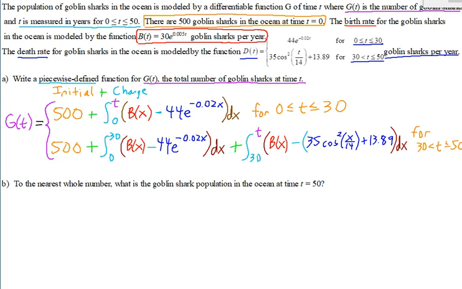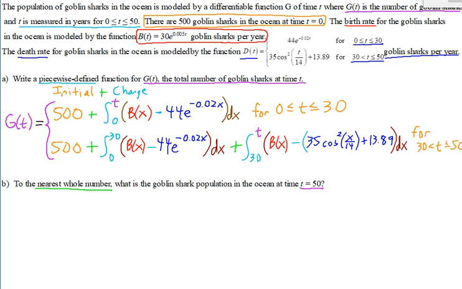So notice, for just setting that up there, we didn't need to use our calculator yet at all. But we will, starting with part B. So it says to the nearest whole number. Certain of these applied problems only make sense with whole numbers, like if it deals with people or animals. You can't have a part of a goblin shark here. So what is the goblin shark population at time 50?